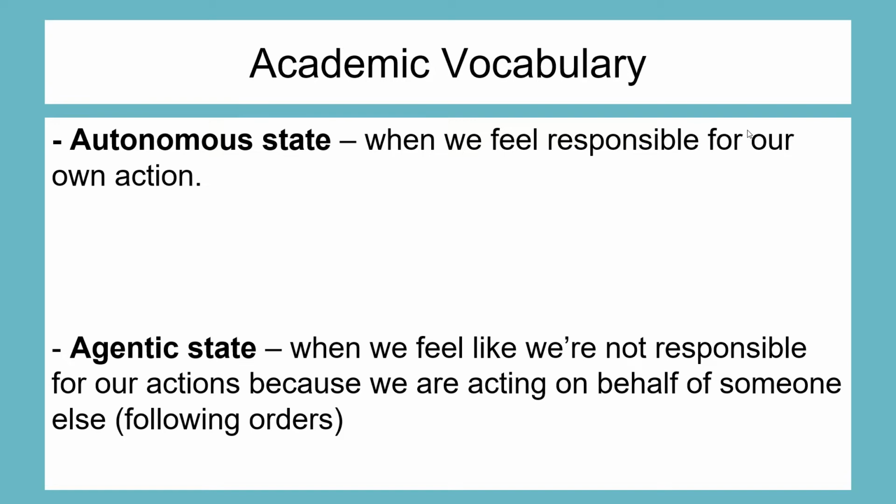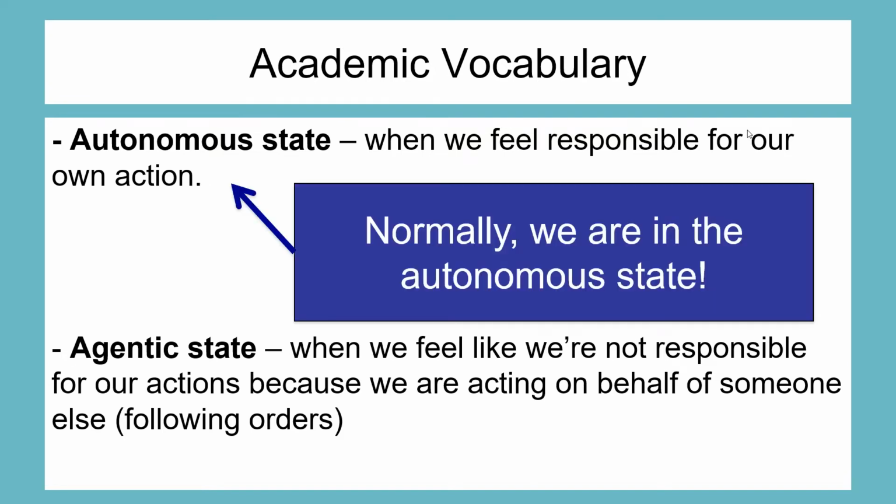The autonomous state is when we feel responsible for our own actions, and we are normally in this state. It is the normal day-to-day state that we are in. We feel responsible for everything that we are doing. However, there are times throughout our life where we will be in what Milgram calls the agentic state, and that is when we are following an order from somebody else. And because we're following somebody else's order, we no longer feel that we are responsible for what we're doing.